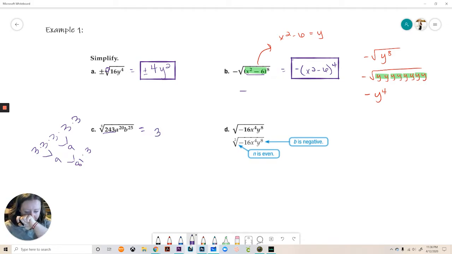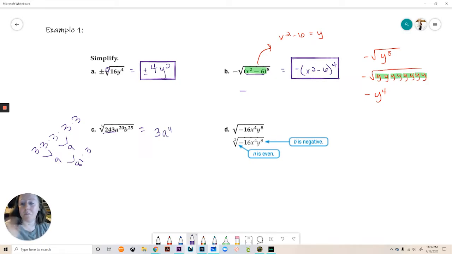Now, I need to find how many groups of 5 I have in a to the 20th. I could do like that last example and write out 20 A's in groups of 5. But what I'm just going to do in my head is say, okay, 20 divided by 5 is going to be 4. So I should have 4 groups. So this would be a to the 4th.